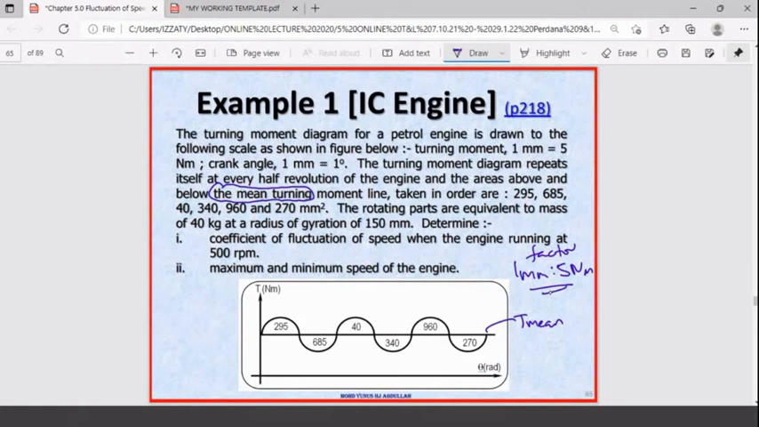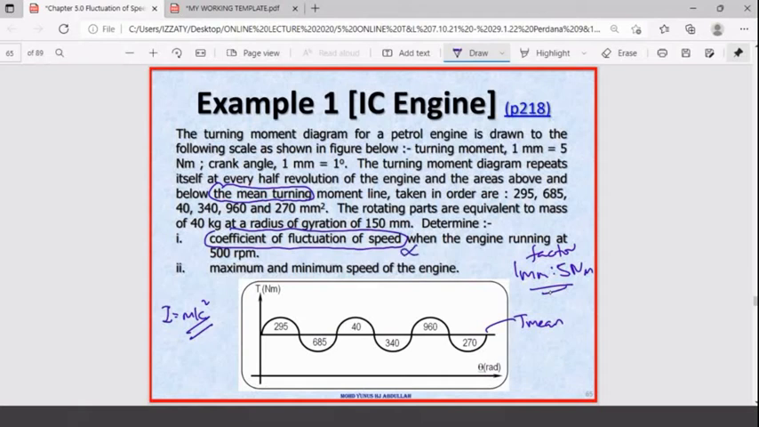And the rotating part here, look at it. The rotating part is equivalent to a mass of 40 and the radius of gyration is 150. So this one provides you I equal to mk squared, because you have the radius of gyration. Complete. This one you can calculate. Then determine the coefficient of fluctuation of speed when the engine is running at 500 rpm. You want to calculate alpha.